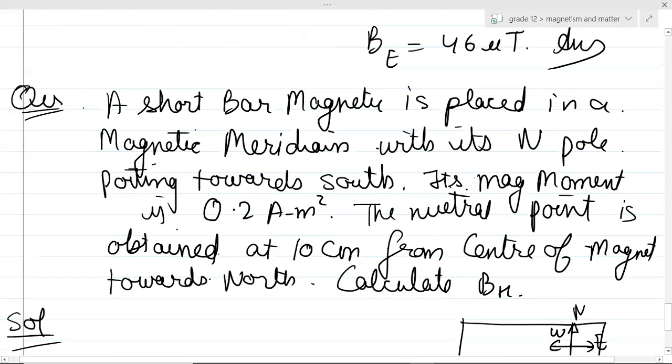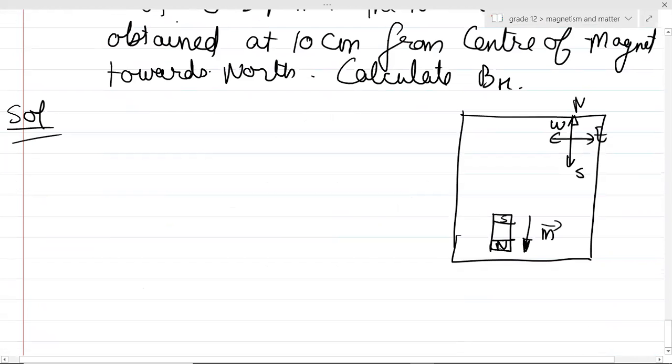The neutral point is obtained at 10 centimeter from the center of the magnet towards north. So basically, from the center of the magnet, 10 centimeter towards north, there is a point on the axis of the magnet. This is that point P, where they have obtained what? A neutral point. Yes or no?